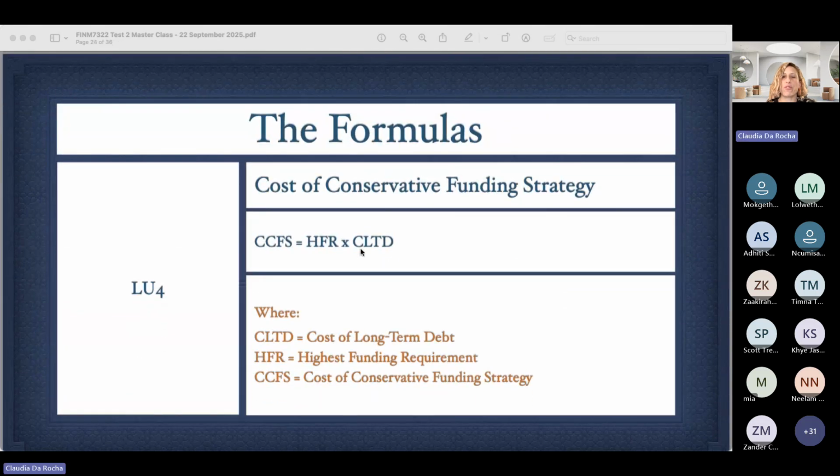Okay, we also have two strategies that we use when we are dealing with cash. One being the conservative funding strategy, and then the other one being the aggressive funding strategy. You need to know how to calculate the cost of applying each of these strategies and then deciding which one is best. So that would be a typical question. To calculate the cost of your conservative funding strategy, you would take your highest funding requirement times the cost of the long-term debt. Your cost of the long-term debt is generally your interest on that.